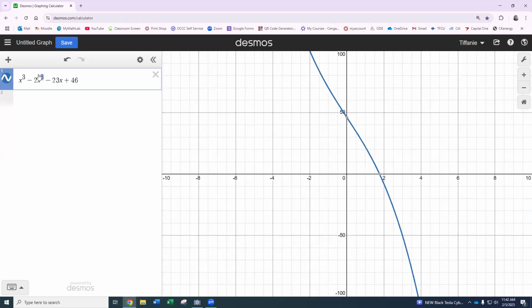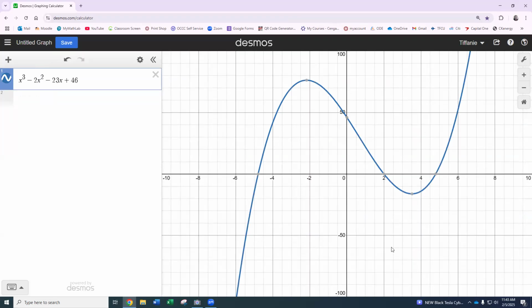Oh, that's why it looks weird. I got 2 cubes right there. That looks so much better. Okay. Why is this graph looking wonky? Okay, it helps if you type it in right. So I can see now, here's my graph and I'm happy with that. So I've typed that in now correctly.